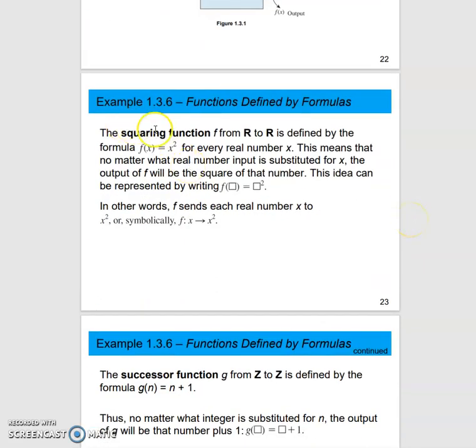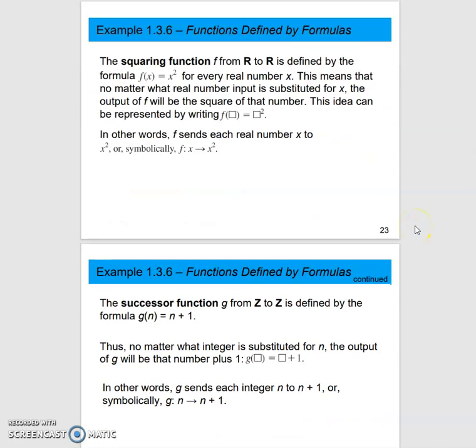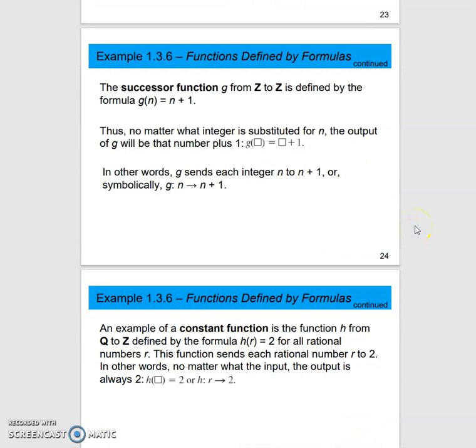So let's look at the squaring function. Here, again, we're in the real numbers, and we would say f of x equals x squared. And again, we could try to describe that with different symbols. Next, we've got a function you may not know. It's called the successor function. Note for this one, we are only in the integers. And we're going to define this as g of n is n plus 1. So basically, it's the next integer, which is why we call it the successor.